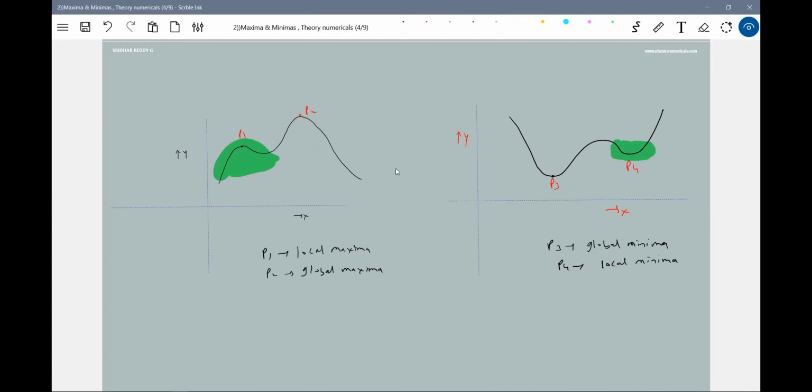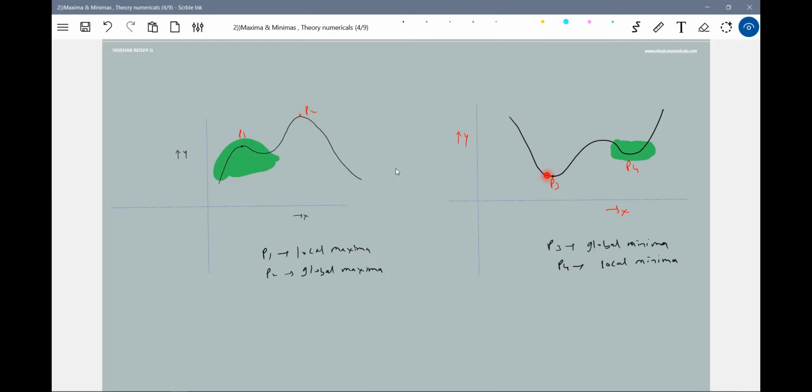But P2, is it a maxima for the total curve? Yes. What about P1? P1 is not maximum for the total curve, only for this region, till the lowest point on the curve here, and it will start from here. So this will become local for this point P1. Therefore this will become local maxima, whereas this will be local maxima as well as global maxima. Better we call it global maxima.